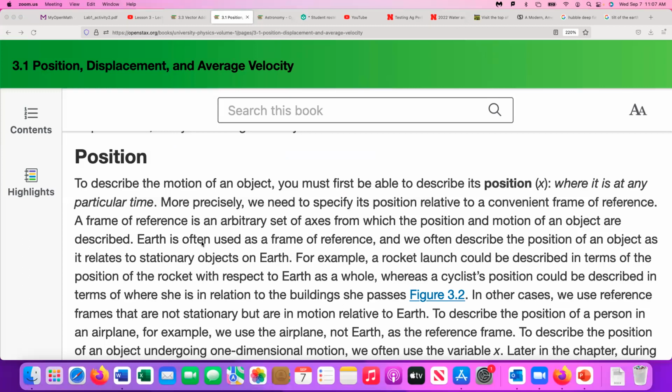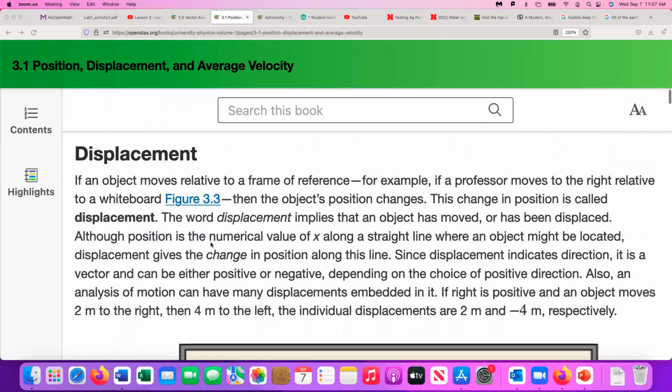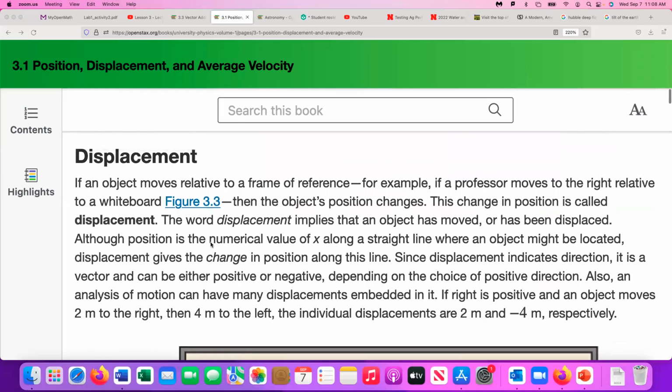And then we move on to the next definition, which is displacement. When you move from one point to another point in a coordinate system, then displacement is the vector that goes from the beginning point to the end point, right?